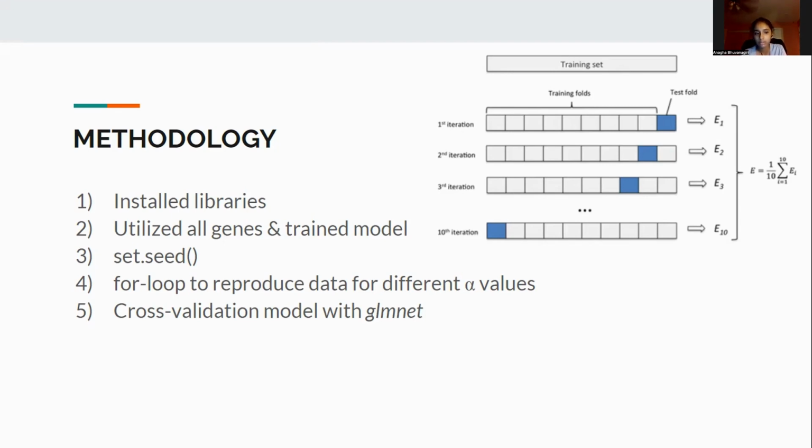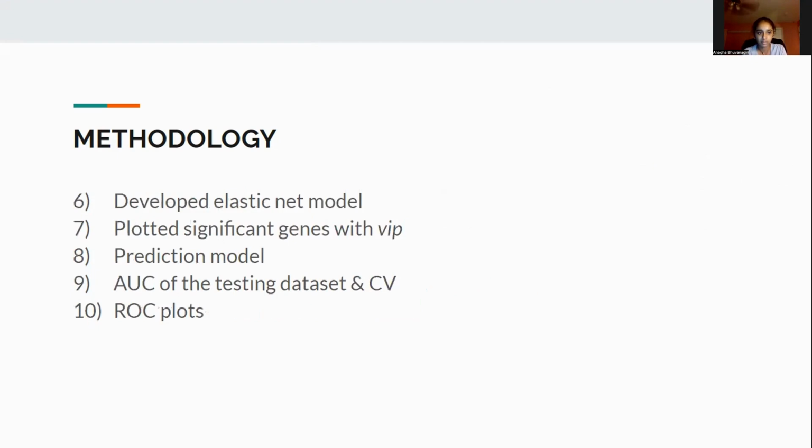So for this project, we used two different alpha values, 0.5 and 1. The reason why we use these two alpha values is to see the progression of the AUC, or like the accuracy measure, as the alpha value increased. Fifth, we cross-validated our model using the GLMNet library and obtained our lambda values.